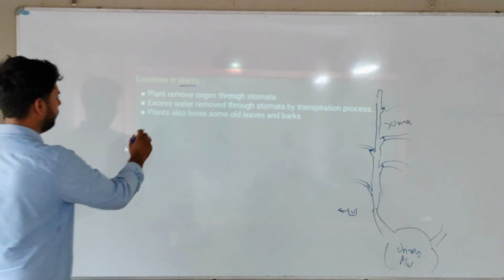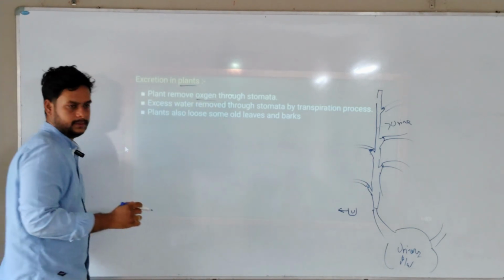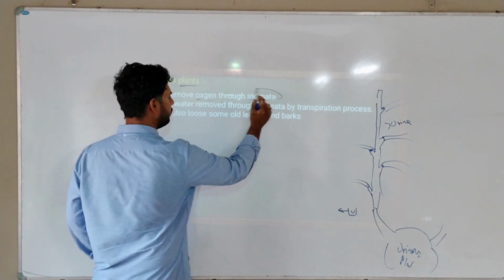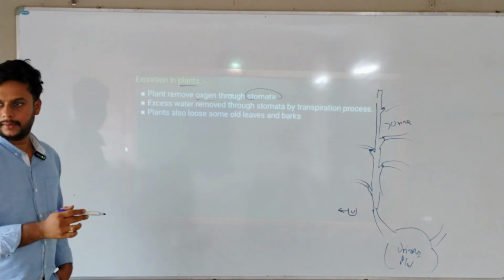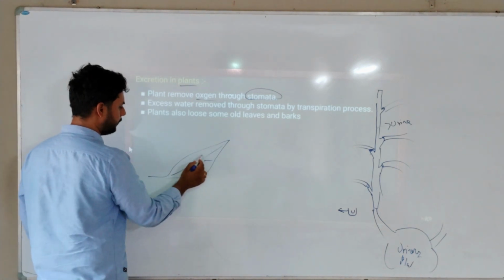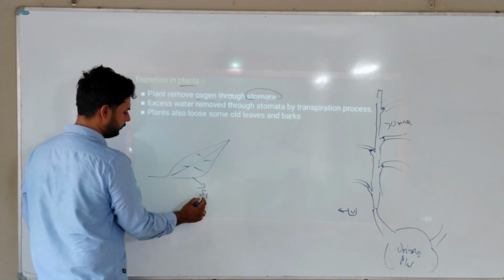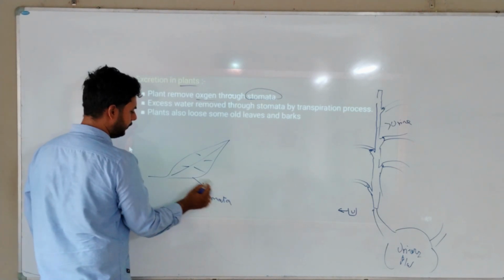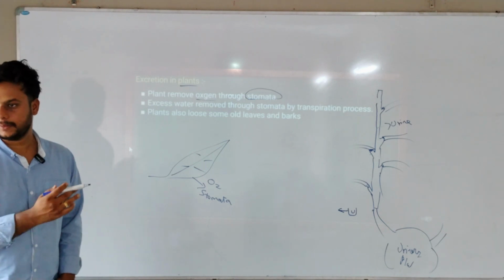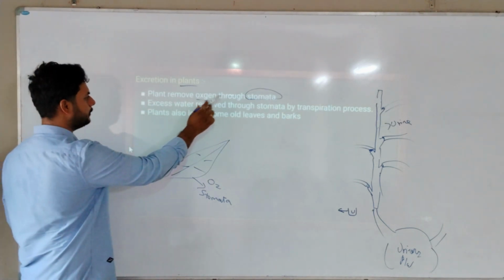So here, plants remove oxygen. Plants will give oxygen outside through stomata. Stomata are there in leaves. I told you, stomata are present in leaves. So from here it will give out oxygen. Giving out means excretion, like that they're saying. So plants remove oxygen through stomata.